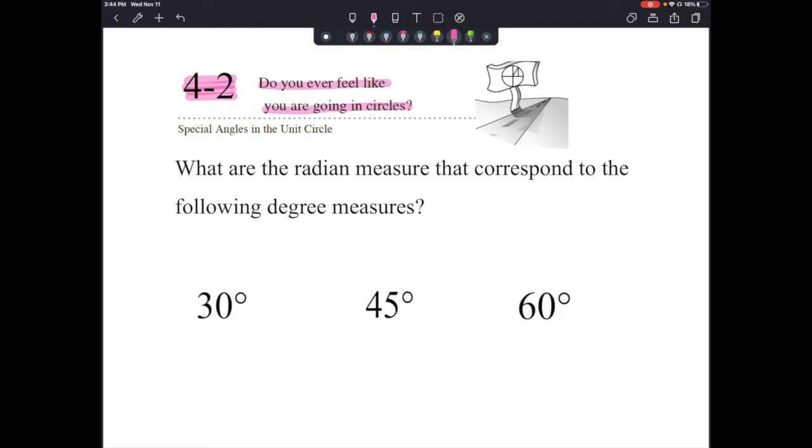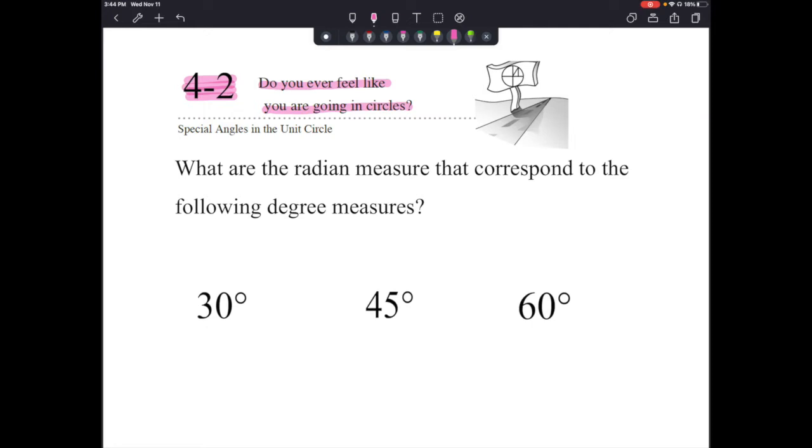This first question asks, what are the radian measures that correspond to the following degree measures? You'll see on there we have 30 degrees, 45, and 60 degrees. Remember, these are the special angles that we used when we were memorizing the unit circle and using it last year. These are the ones that are marked on the unit circle.